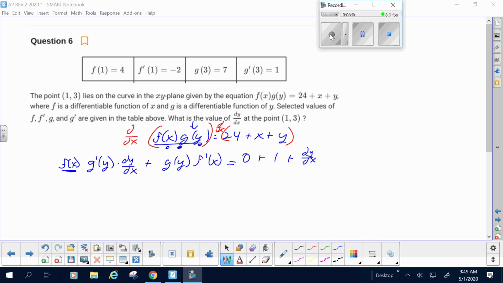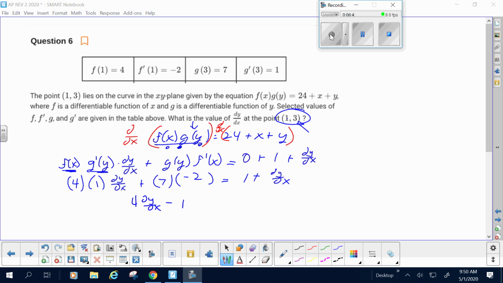So f(x), this is the point I'm using. All right, so x is 1. f(1) then is 4. g'(y) is 3. So g'(3) is 1. dy/dx is that which I'm looking for, plus g(y). Again, y is 3, so g at that y is 7. f'(x), x is 1. f' at that 1 is negative 2. And then 1 plus dy/dx. So if I simplify, I get 4 dy/dx minus 14 equals 1 plus dy/dx.